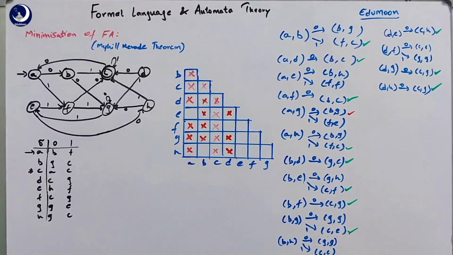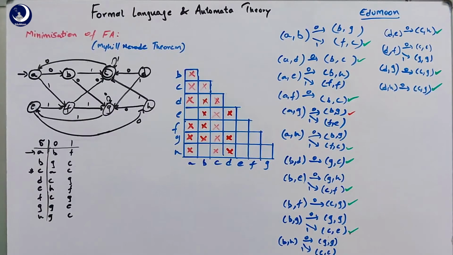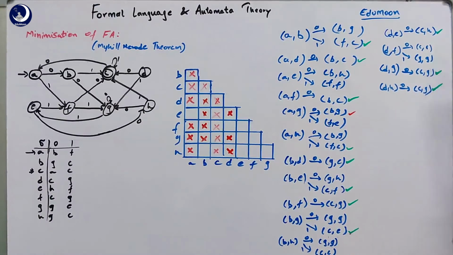So those are the possible combinations with D: DE, DF, DG and DH. In that, DE can be marked, DG and DH can also be marked, but DF cannot be marked because it is generating the combination CC and GG here, which is not existing in the table. So DF cannot be marked. Now we check with E, F and G also.